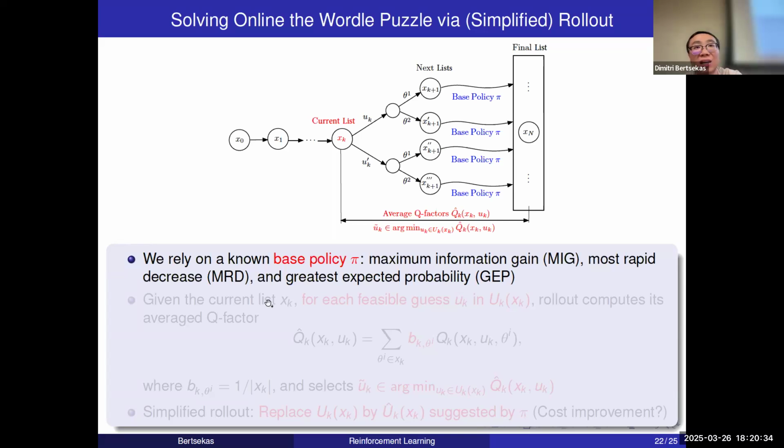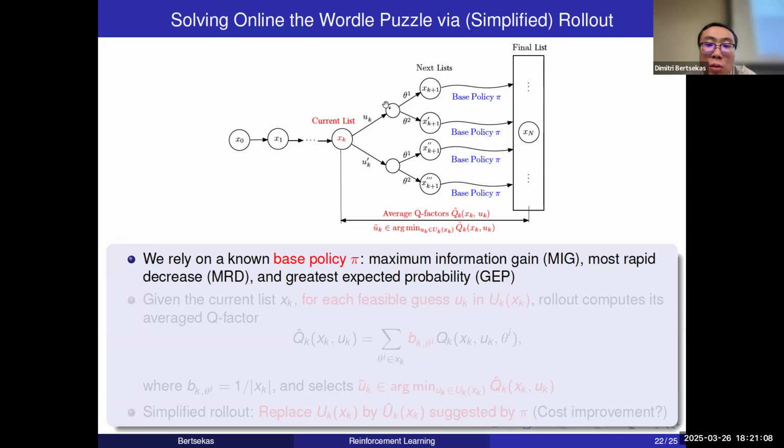And this method selects the most favorable words according to certain criteria. So given the current state, which is the current list of all the feasible words, for every guess that is allowed, in the case of easy mode, it will be 12,000. And in the case of hard mode, it will be the number that is contained in the X_k.